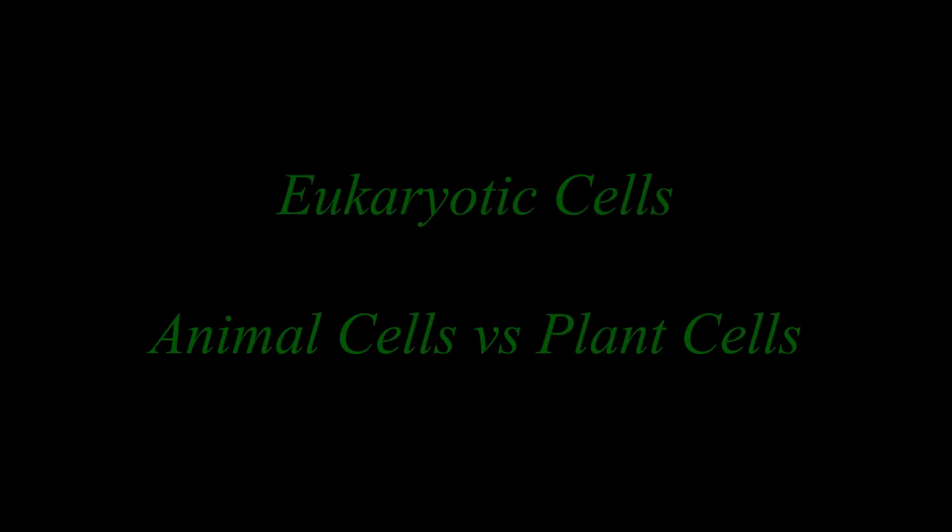This ends Chapter 3, Section 3.3, Ribosomes, Mitochondria, and Peroxisomes. In our next video, we'll read Section 3.3, Animal cells versus plant cells.